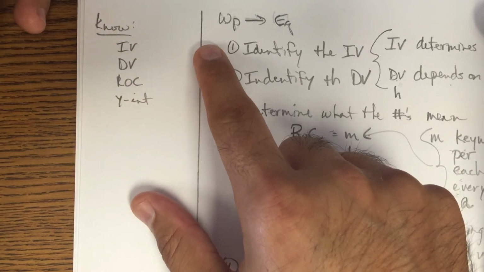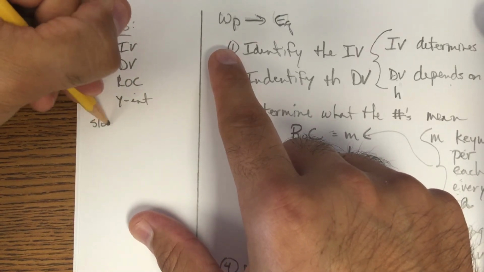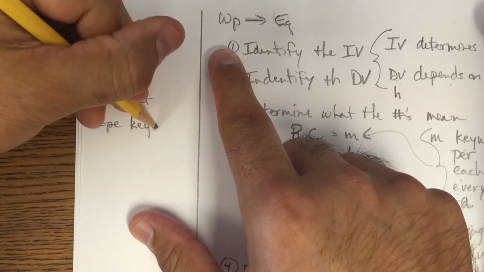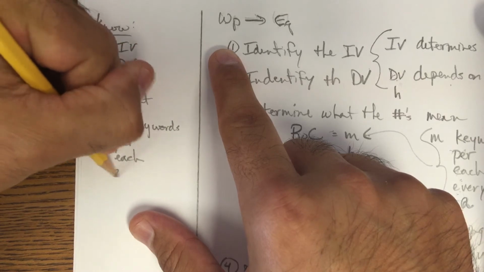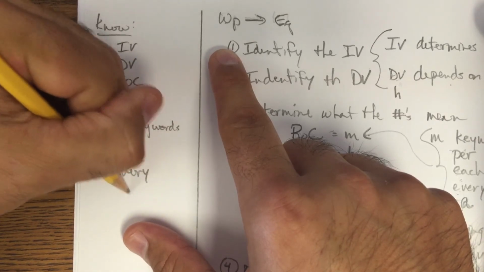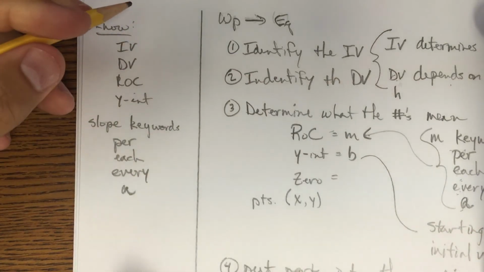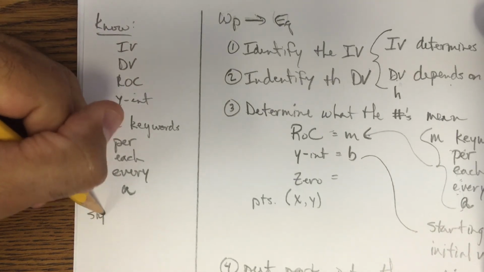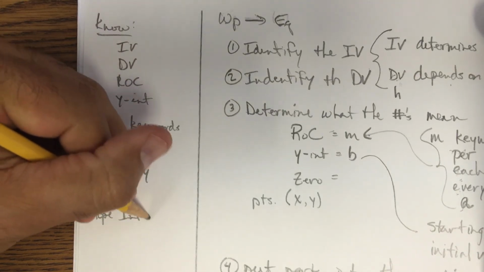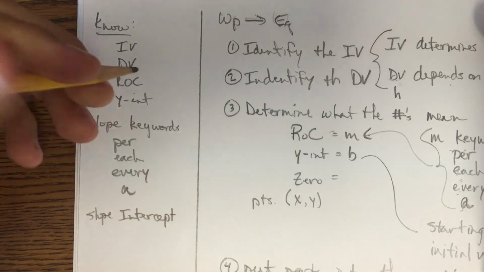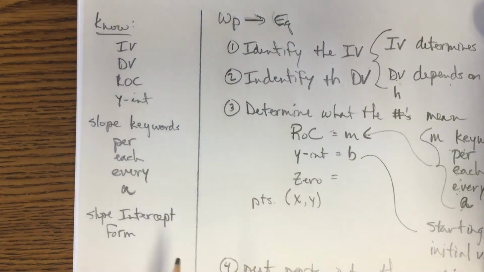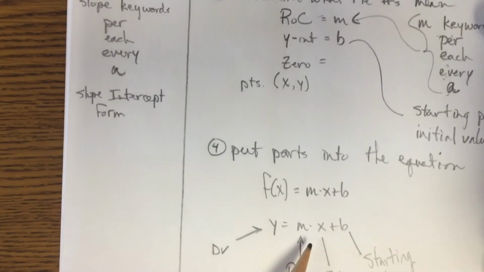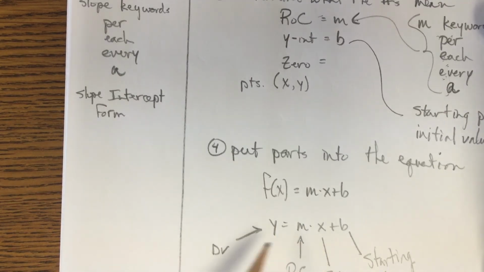y-intercept, our slope keywords: per, each, every, a. We need to know slope-intercept form. We need to know what the phrase slope-intercept form means, so that when I say slope-intercept form, you know that's y equals mx plus b. I know that already from middle school. I just might not have known that it's called slope-intercept form.